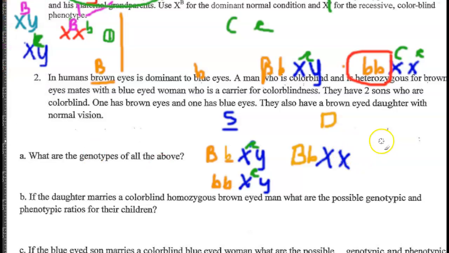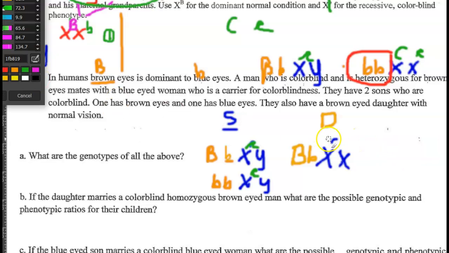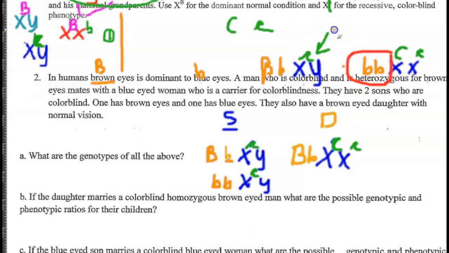So let's take a look at what we can figure out here. The mom's a carrier. She has normal vision. So we're going to have to assume that she got that big C here from the mom. She got that little C from the dad. So right here, she got that from the dad. She did not get a Y, she got that. That's right here.